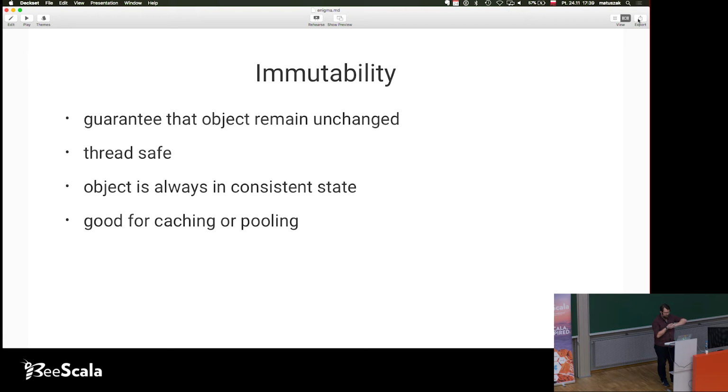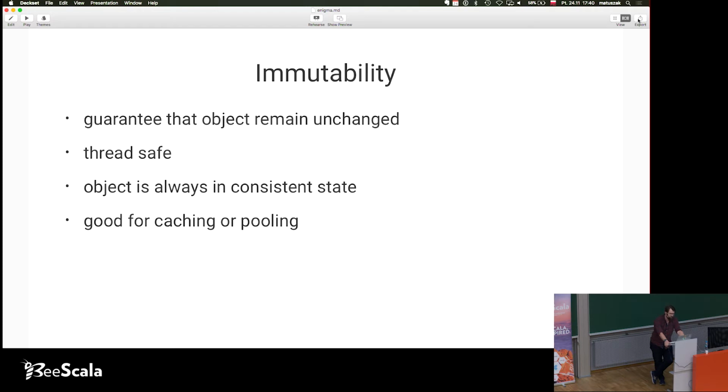Okay, so why is immutability important? Because it guarantees that objects will remain unchanged during their lifetime. So once you create an object, it won't be changed by any other method, function, thread, or so on. You can try to update it, but then you will create another object. This leads to thread safety. So you can safely share the object between threads, and nothing will happen.